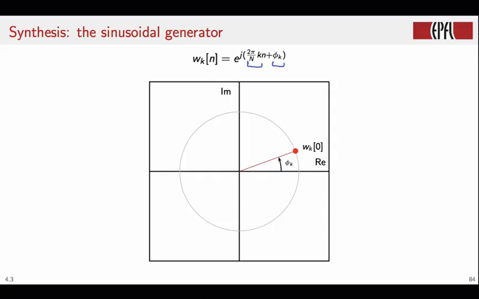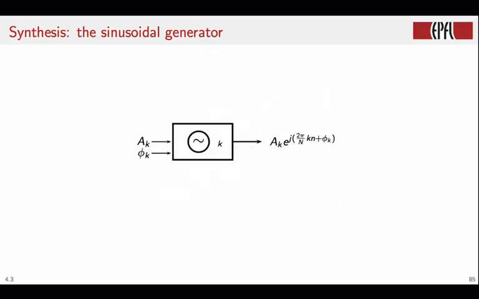The way this generator works is by successively generating points on the unit circle starting at the phase phi k and proceeding in increments of 2 pi over big N. We can draw this concisely with this notation, where inside you have the index of the Fourier frequency that the generator will produce, and the input parameters for the generators are, of course, the initial phase here, and a gain factor a of k that will lead to a of k times e to the j 2 pi over big N kn plus phi k.